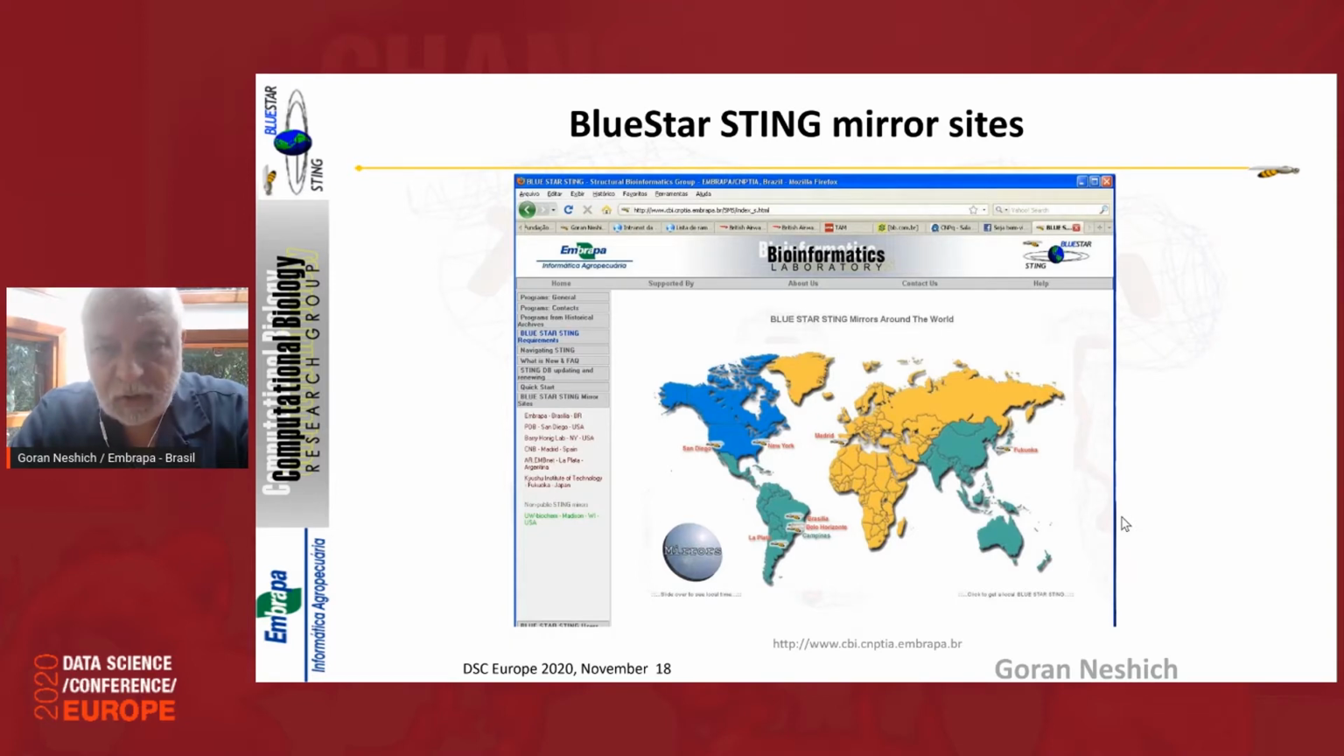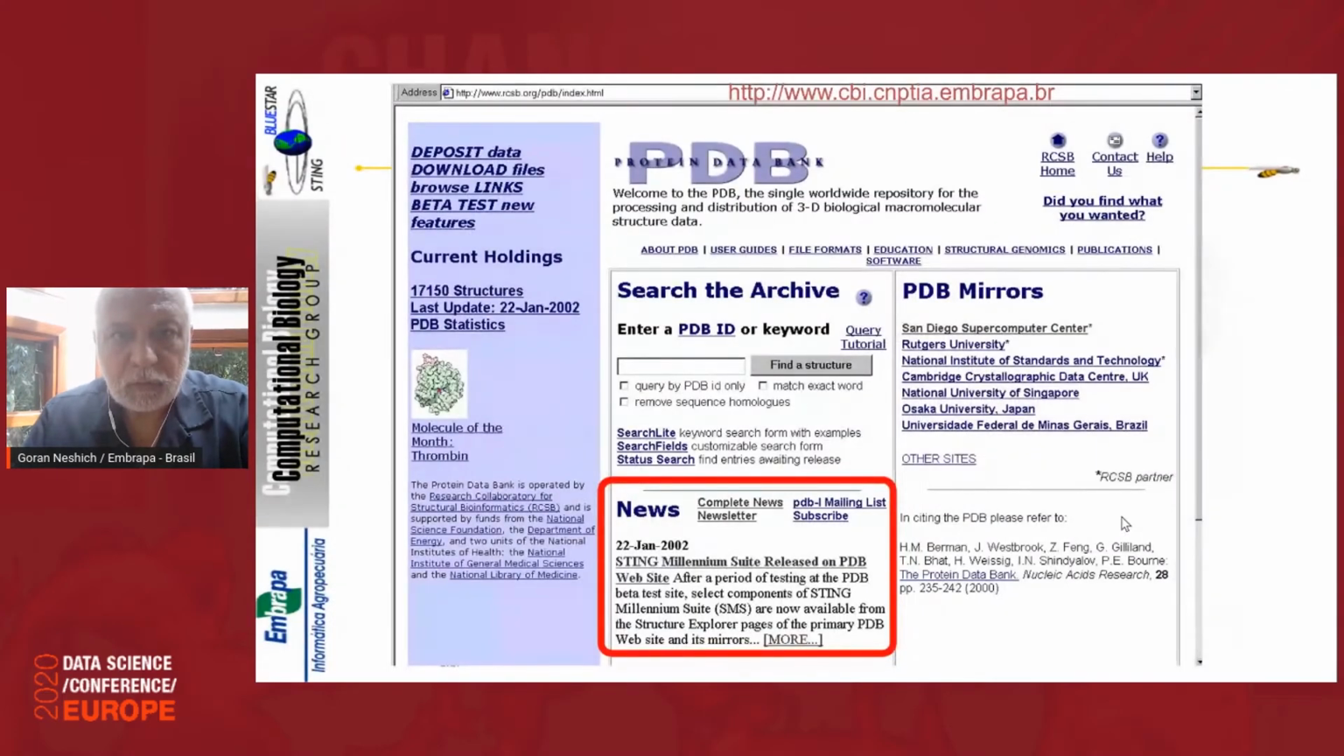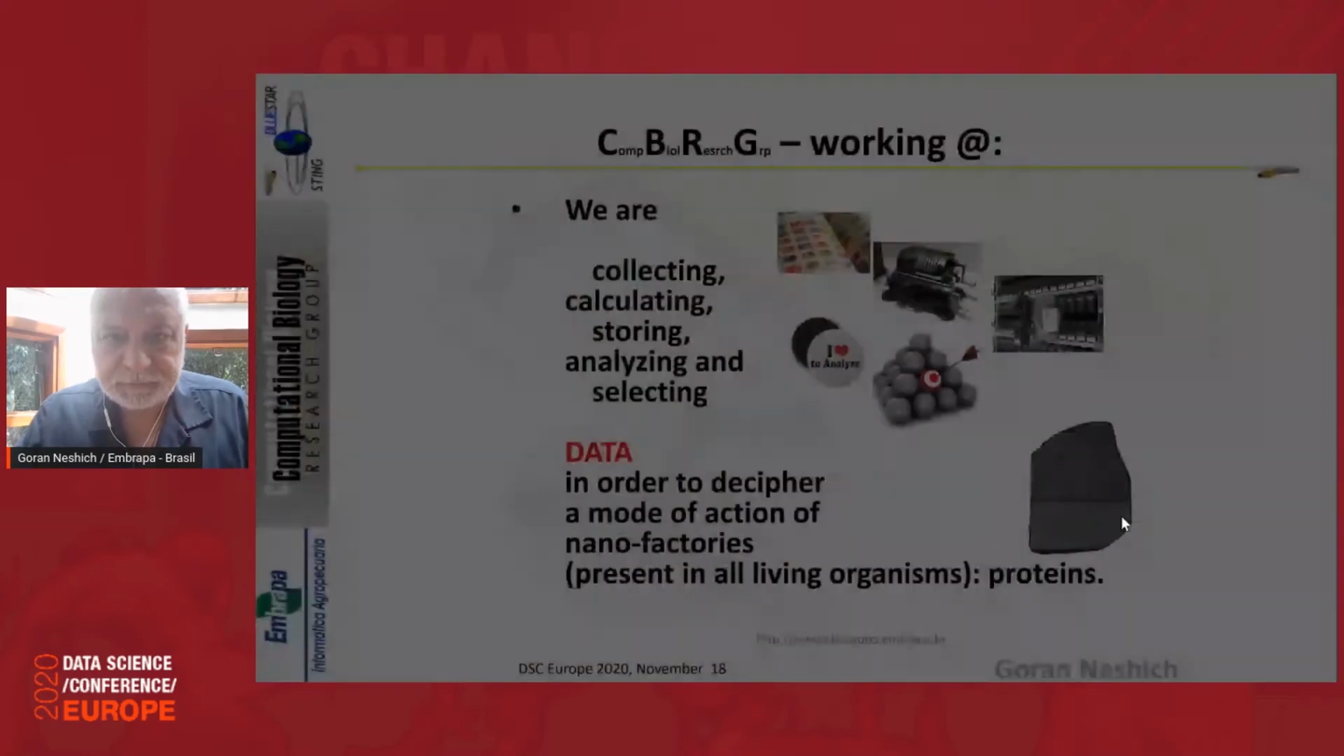Protein data bank, PDB, is the data bank where we have all structures of all known proteins stored. Right now we have about 170,000 of those structures. Then we have several mirrors here in Latin America, one in Europe and one in Japan. And in 2002, you can see that PDB announced STING as an internal tool for analyzing protein structures.